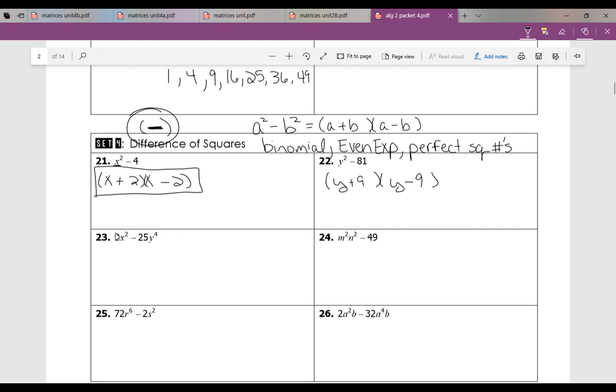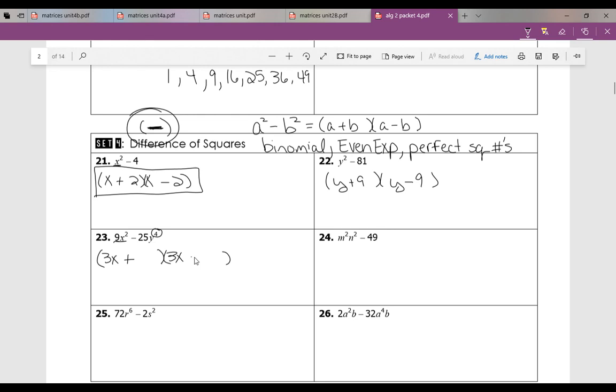Now, is it okay if they have two numbers as long as they're perfect? Yes. 9 is perfect, 25 is perfect. Two terms, binomial, subtraction, even exponent, perfect numbers. Be careful here because that's a 4, not a 2. So we're going to break this down. This breaks up to 3x and 3x. Do you agree? 3x times 3x takes me right back to 9x squared.